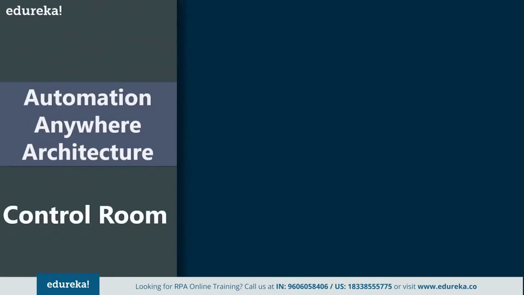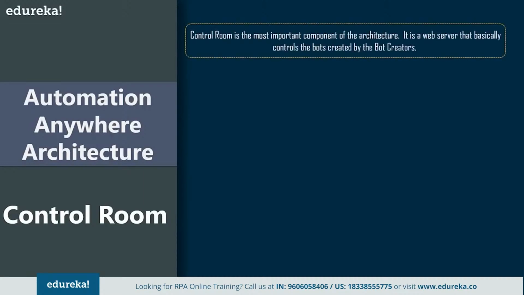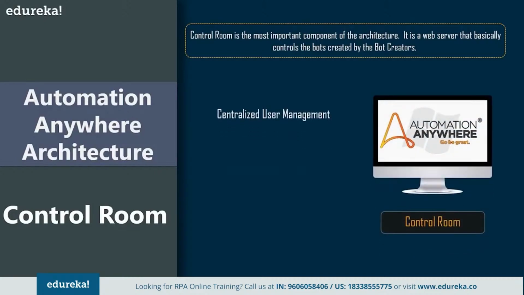Now let's understand how exactly the control room works. The control room is, as I said, the most important component of the architecture. It's a web server that provides the bots created by the bot creators. As Automation Anywhere focuses on centralized management, the control room offers features such as centralized user management, automation deployment, source control, and also provides a dashboard. Don't worry, I'll show you what I'm talking about. We're going to install Automation Anywhere and then start working on it.